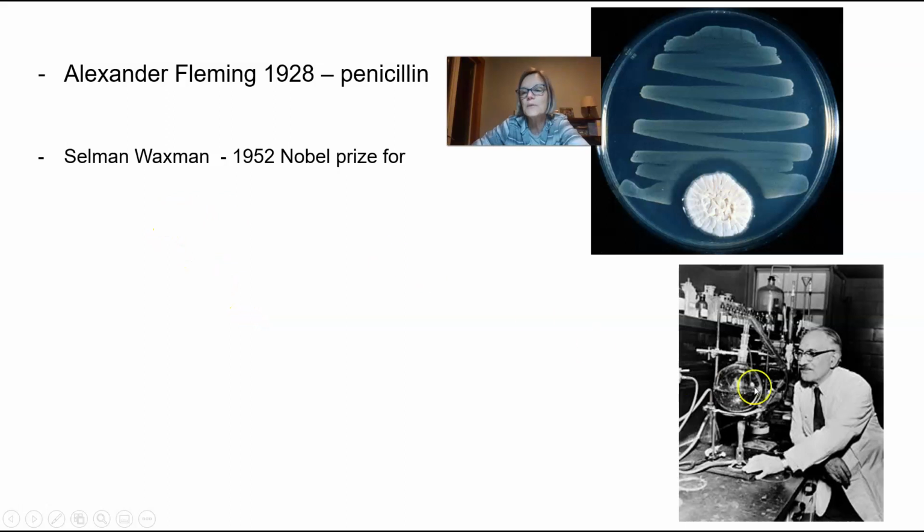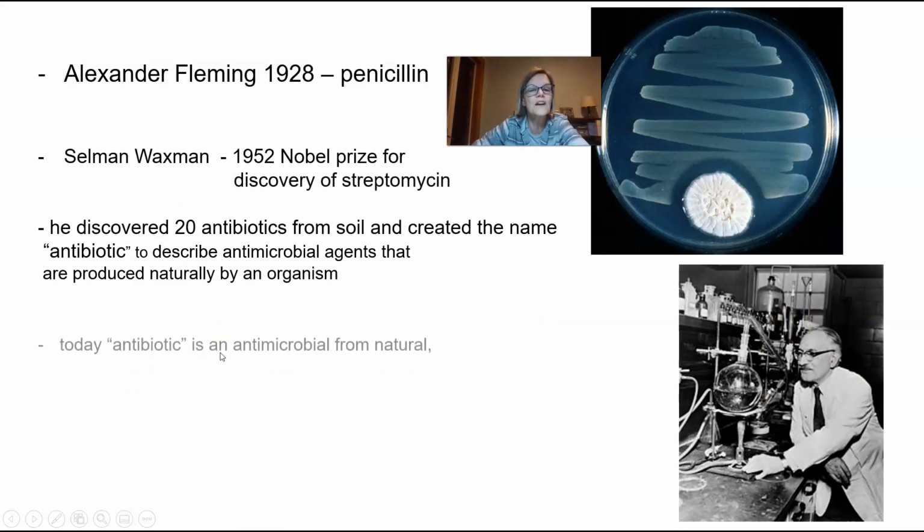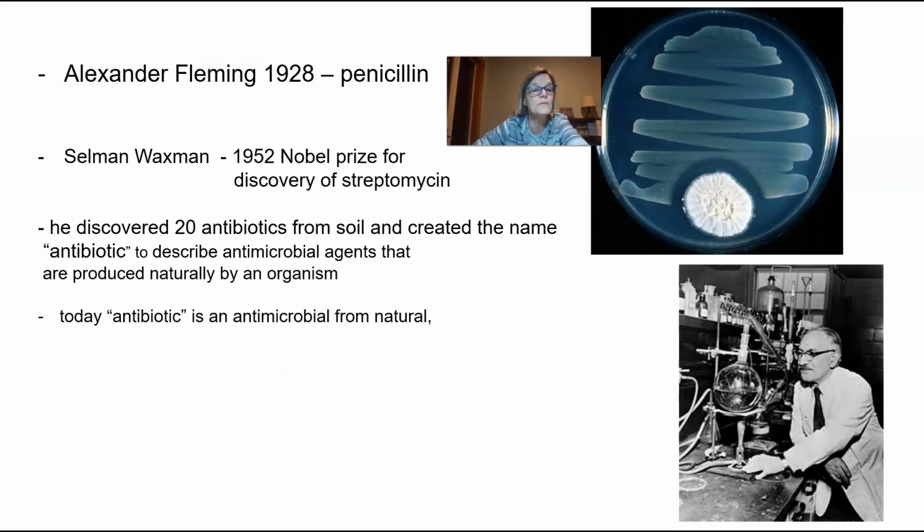In the 50s, Selman Waksman won a Nobel Prize for the discovery of another antibiotic called streptomycin. And he ended up discovering about 20 antibiotics. And he found them in soil. There's lots of bacteria in soil. There's lots of competition there. And so he was able to find them, and they're easy to find. Any of us can get bacteria and soil samples and find antibiotics.